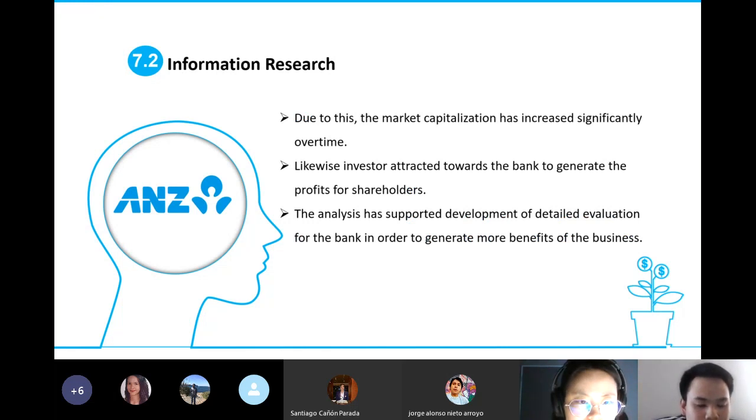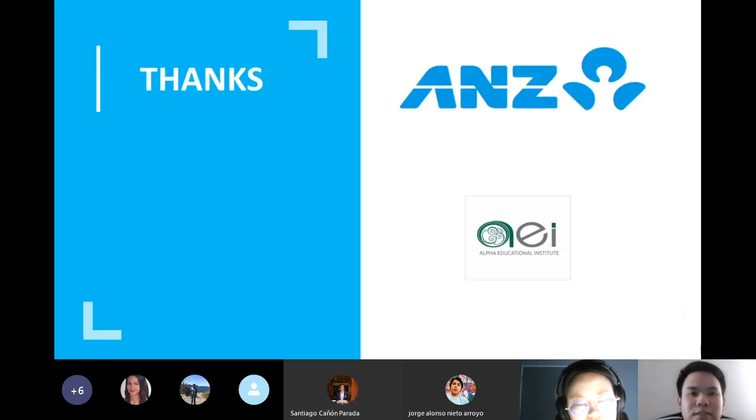Based on our research, due to this, the market capitalization of ANZ has increased significantly over time. Likewise, investors are attracted towards the bank to generate profit for shareholders. And the analysis of our project supported the development of a detailed evaluation for the bank in order to generate more benefits for the business. So that's all of my report.